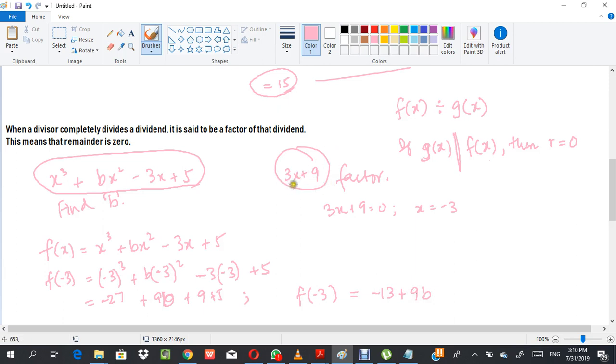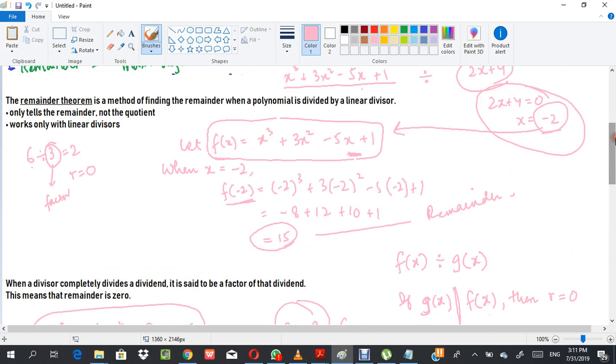Now since 3x plus 9 was a factor, the value of f of negative 3 should be 0. Why? Let's go back to the remainder theorem. f of negative 2 in this case gave us 15, and we said that this is the remainder. Now if it was a factor, the remainder would have been 0, which means that f of negative 2 would have been 0 if it was a factor, which obviously it's not.